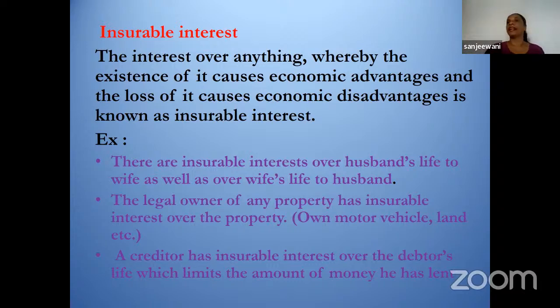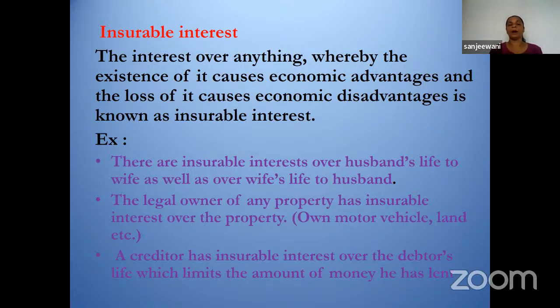You don't have the interest over your neighbor's house. Your neighbor is having a house, so by having that house you will not get an economic advantage, or by losing it you will not get an economic disadvantage. Why? Because you have no right. You don't have that insurable interest over your neighbor's house. But in your own house, you have that economic advantage. So this is known as insurable interest. Here I have defined it: the interest over anything whereby the existence of it causes economic advantages and the loss of it causes economic disadvantages is known as insurable interest.